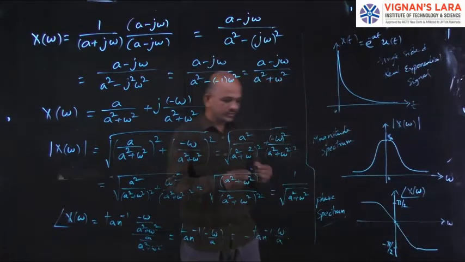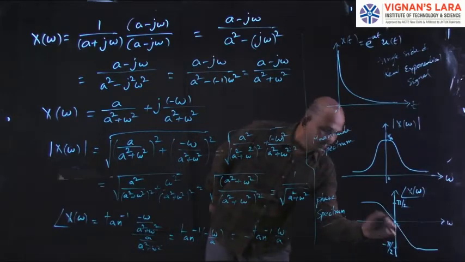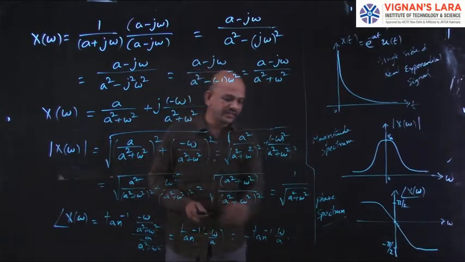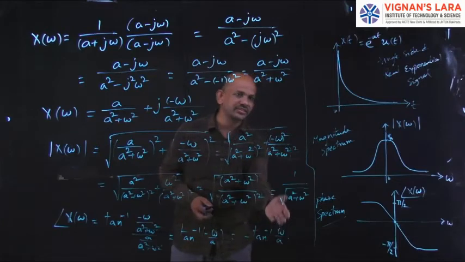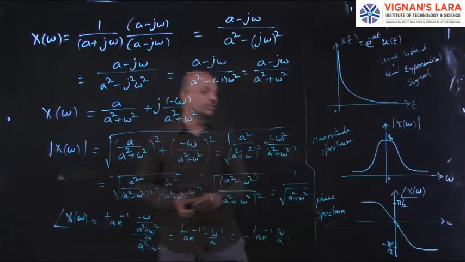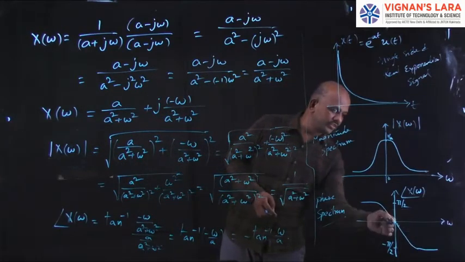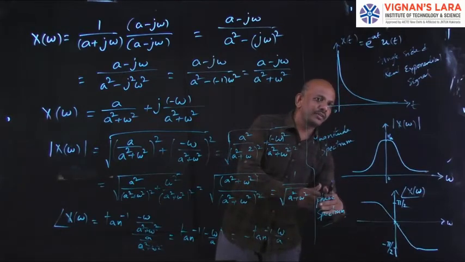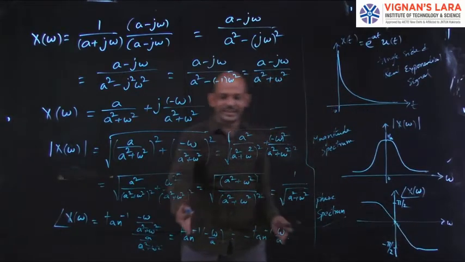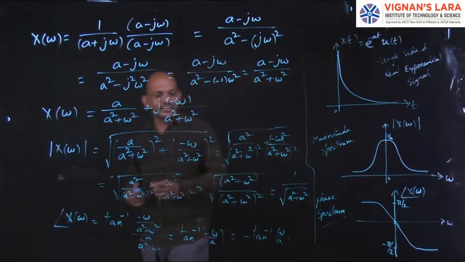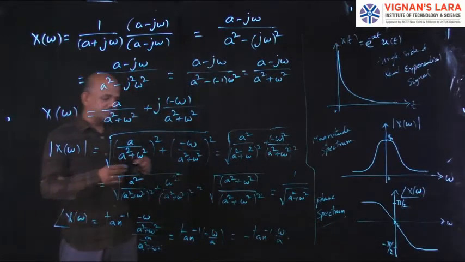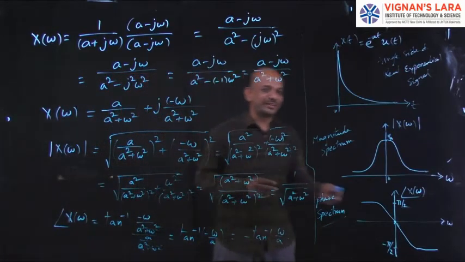Here also, omega equal to 0. For your understanding, I have taken omega equal to 0. Tan inverse of 0 by anything is tan inverse of 0, which is nothing but angle 0. So at omega equal to 0, the phase angle is also 0. For different positive values it will be like this, and for negative values it will be like this. So that will be the shape of the phase spectrum graph.